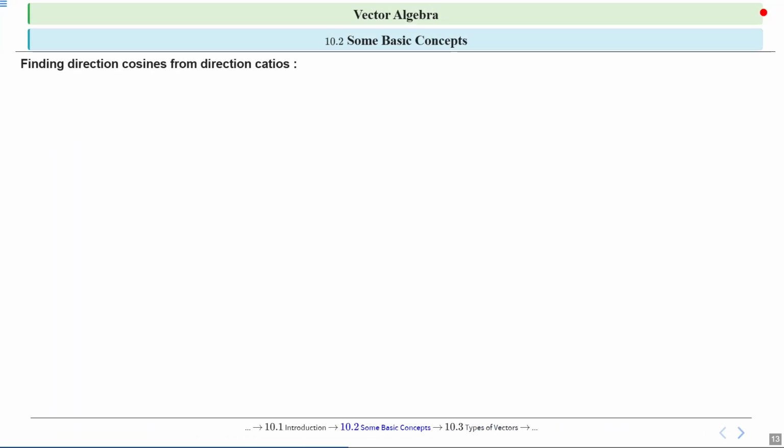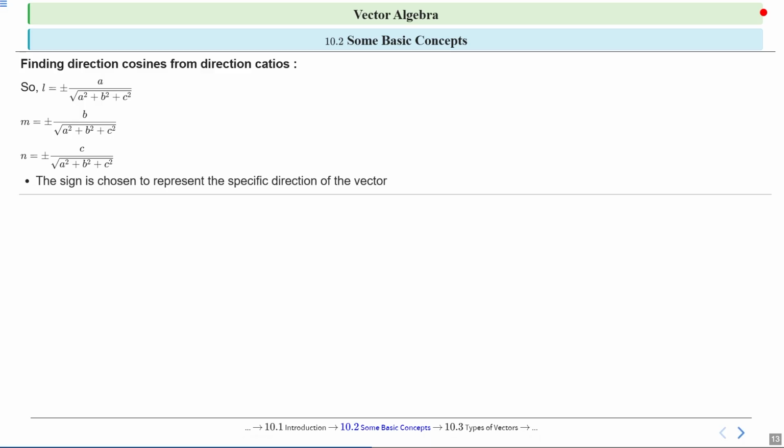Now, finding direction cosines from the direction ratios, we can say l is equal to plus minus a upon root over a square plus b square plus c square, m is plus minus b upon root over a square plus b square plus c square, and n is equal to plus minus c upon root over a square plus b square plus c square. The sign is chosen to represent the specific direction of the vector.